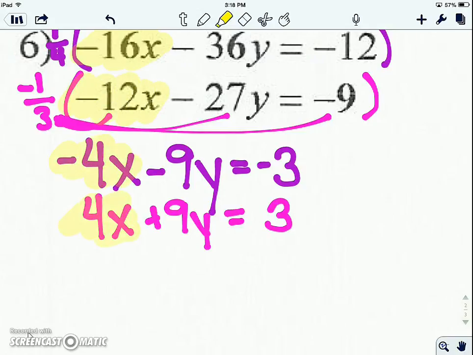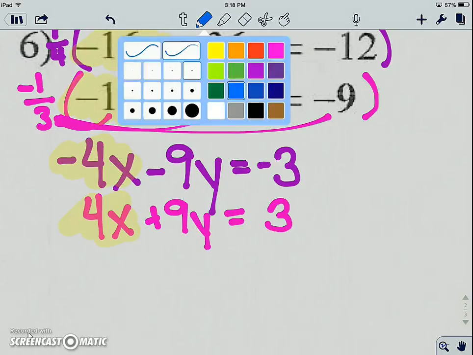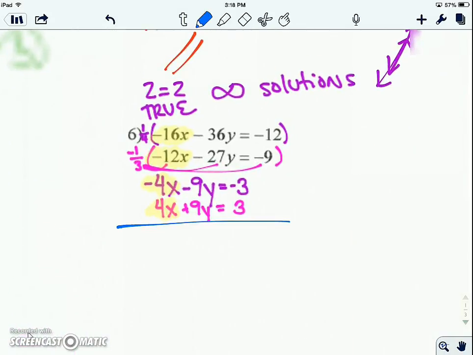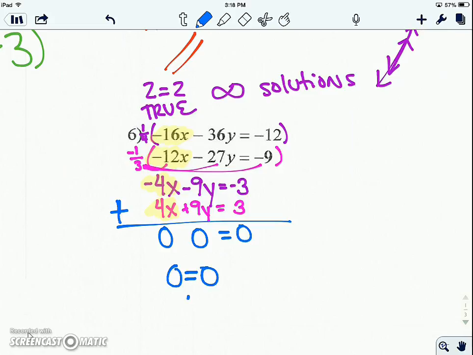But notice I made opposites everywhere. So when I go to do step 2, which says to add, this goes to 0, this goes to 0, and this goes to 0. Well, we got something that's true. 0 equals 0. So there are infinite solutions.